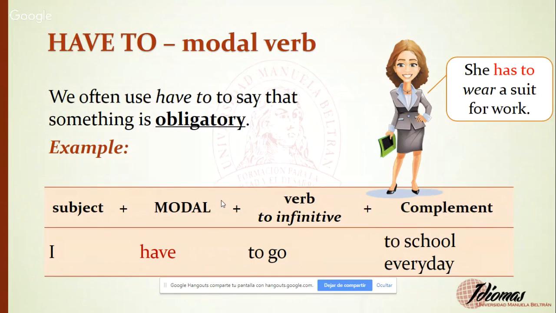Okay, we often use have to say that something is obligatory. She has to wear a suit for work. Here, the rule is different. Here, we need to use to before the verb. That's the biggest difference between these two modal verbs. I have to go to school every day.